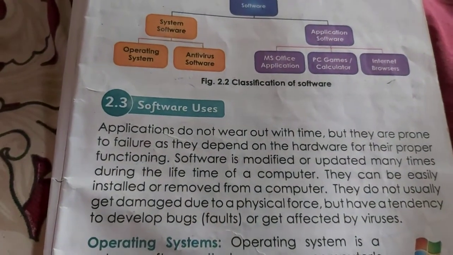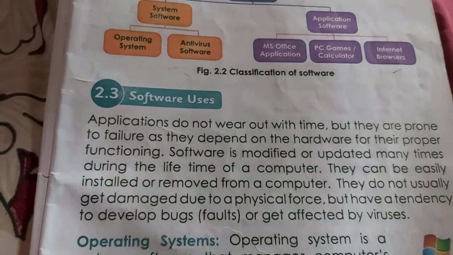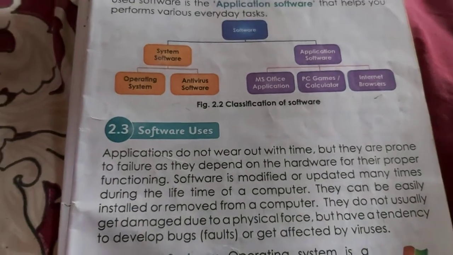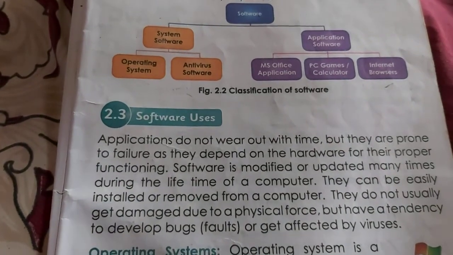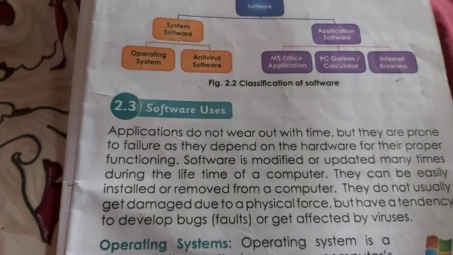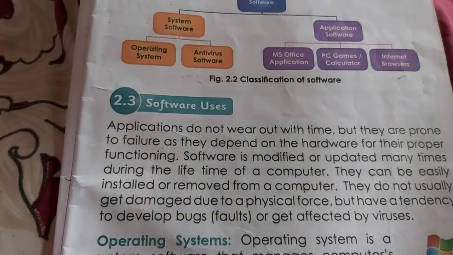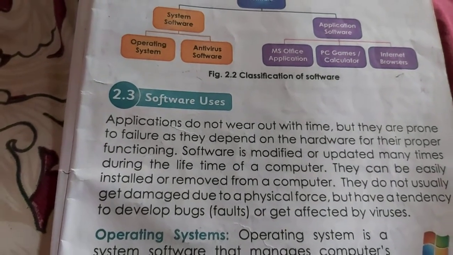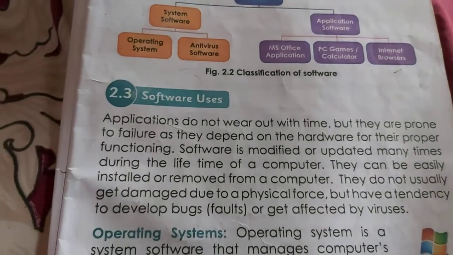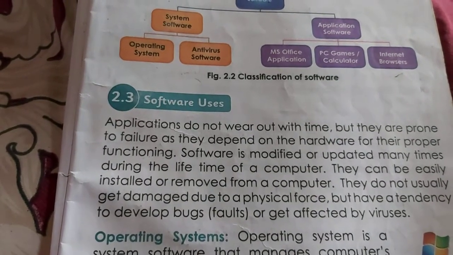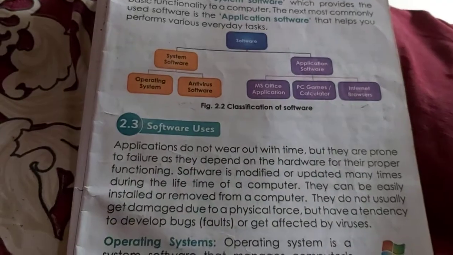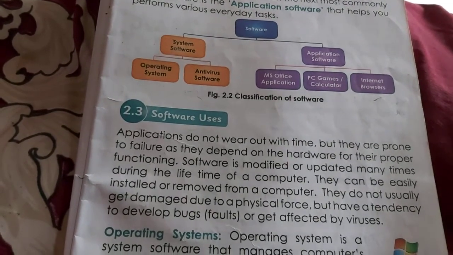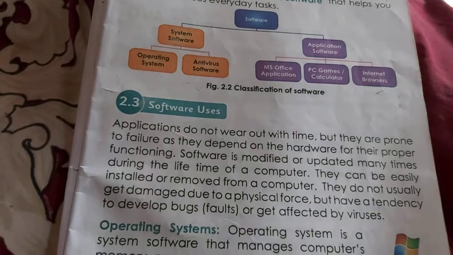You can install software on your computer, you have to update that software, and you have to protect it from viruses. If a virus gets in, your software can get damaged, so you have to update and take precautions. Easily you can install and remove software from your computer. We cannot physically damage software, but it can be affected by a virus.